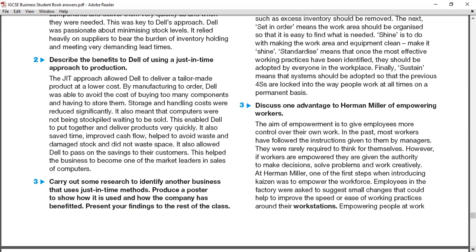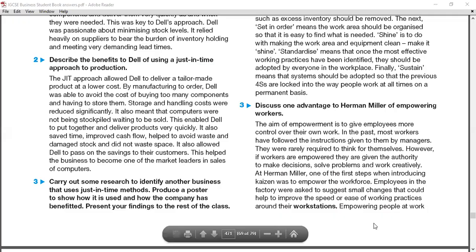So employees in the factory were asked to suggest small changes, like moving the dustbin, moving the heights, and different changes you can do. Empowerment in the factory means asking them to suggest small changes in the workplace. Therefore, empowering gives ease of working practices around their workstation, and also empowers people at work.